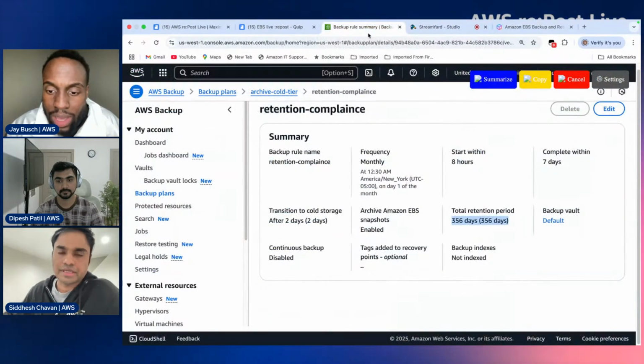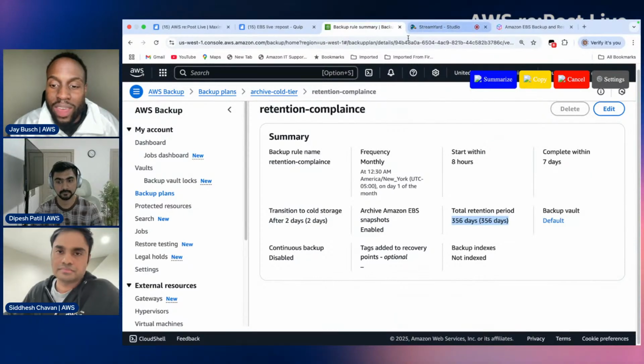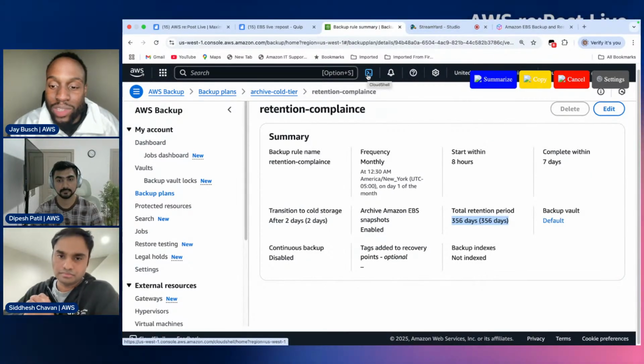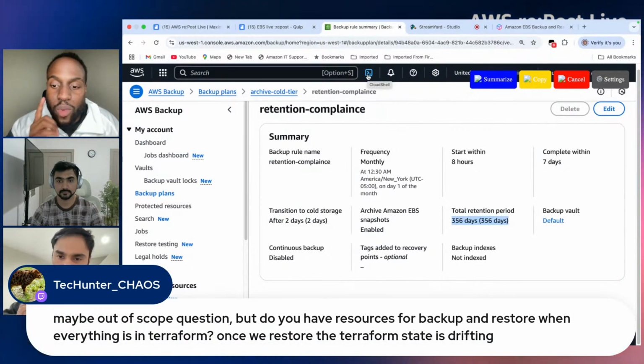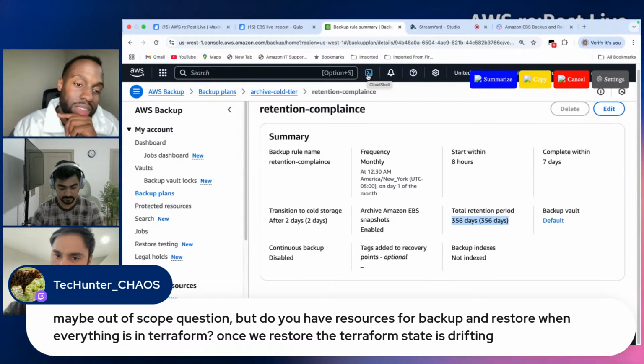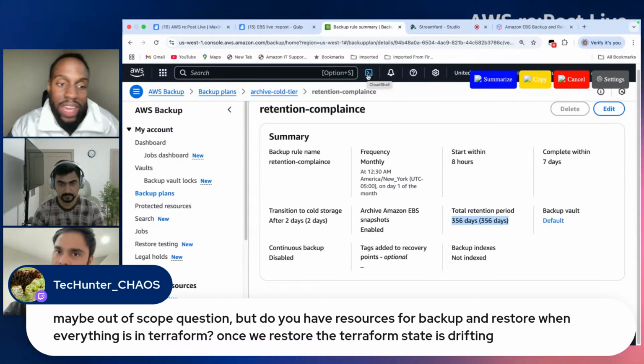So super cool. Looks like I got a comment from Tech Hunter Chaos. Maybe out of scope question, but do you have resources for backup and restore when everything is in Terraform? Once we restore, the Terraform state is drifting. Interesting. What do you guys think about this? I know I have a few resources that come to mind for Tech Hunter.